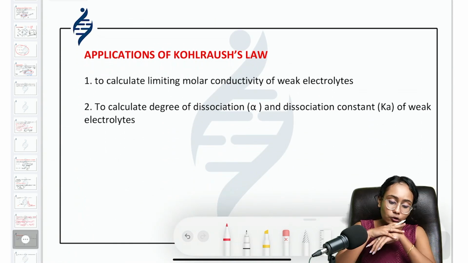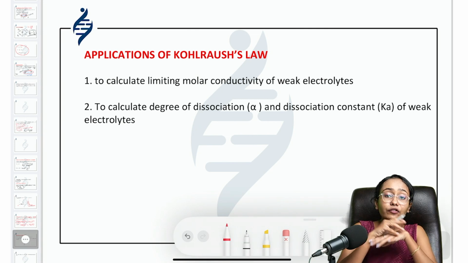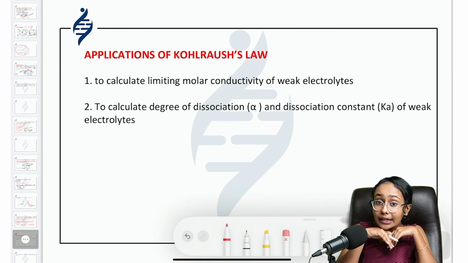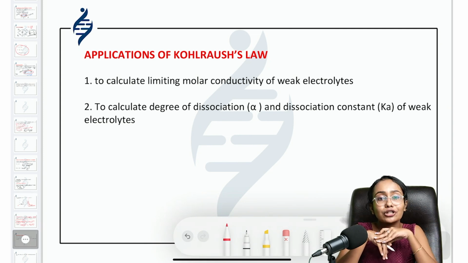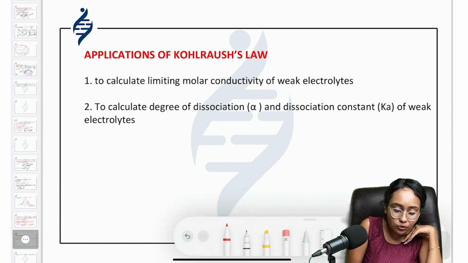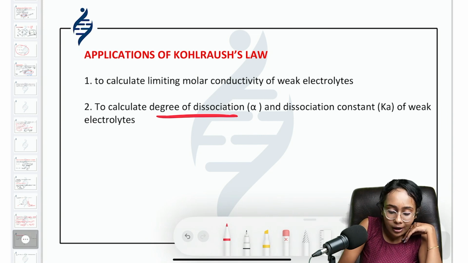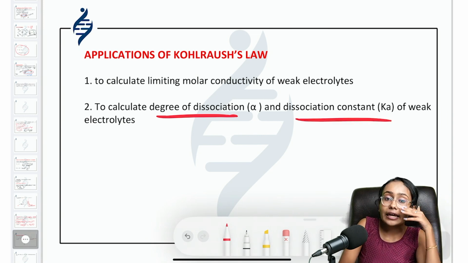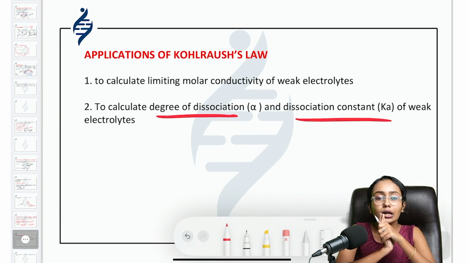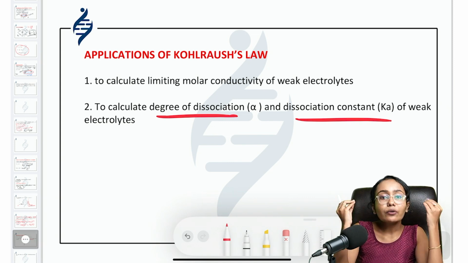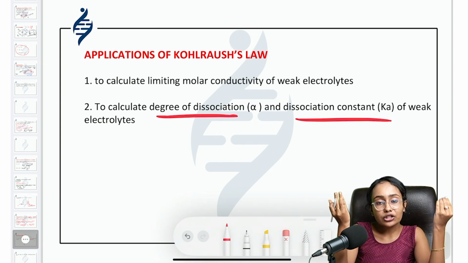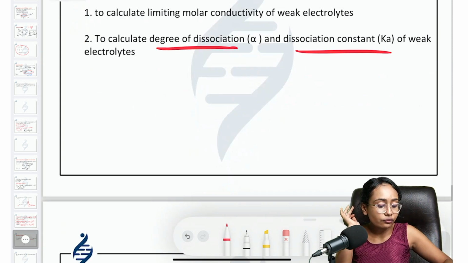Applications of Kohlrausch's law. As we all know, we have used Kohlrausch's law to find the limiting molar conductivity of weak electrolytes. Also, we can use Kohlrausch's law to find the degree of dissociation and dissociation constant of weak electrolyte. Degree of dissociation alpha and dissociation constant K. Okay, so we'll talk about the application of the equations in this session itself.